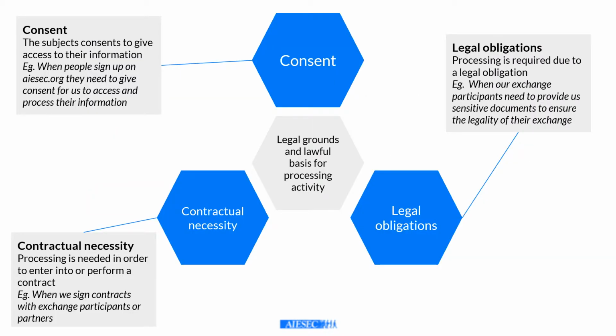There are three reasons why we can collect data. First is consent, so if the person agrees to it. For example, when they sign into AIESEC.org, they automatically at the same time agree that we will use the data that they sign in with. Second, legal obligations. If there are, for example, passports or visa documents, we need to have them in order to ensure that our operations are legal. And third, if we need some information to make contracts, this is one legal reason to collect the data.